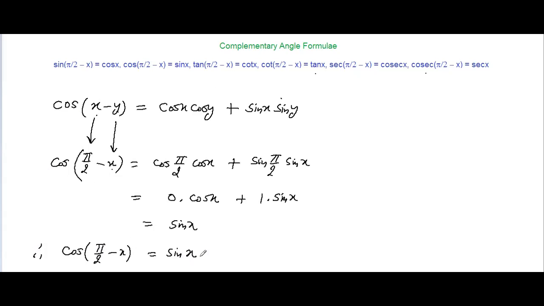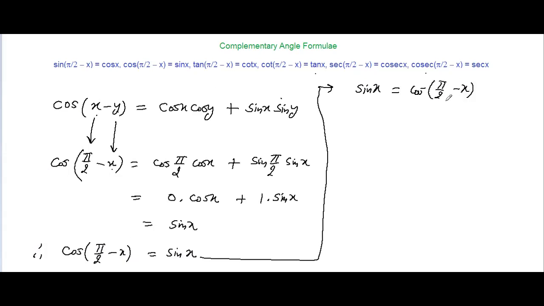Can I write this formula in the opposite way like this? Sine x is equal to cos of pi by 2 minus x? One and the same thing. If a is equal to b, then b is equal to a. Simple maths. Now what I do, I replace x by what I want. I want to replace the angle x by pi by 2 minus x. X can be any angle. Why can't it be pi by 2 minus x?